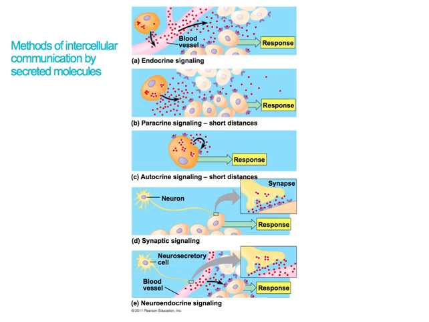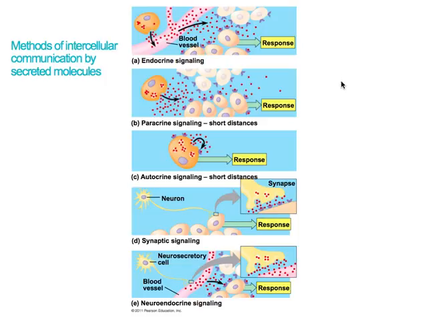There are a few different methods of intercellular communication by molecules. The first one, in this picture up here, picture A, is endocrine signaling, and that is what I was just talking about, where you have a molecule that is secreted into the bloodstream and is transported down to some distant site where there are cells that will trigger a response.